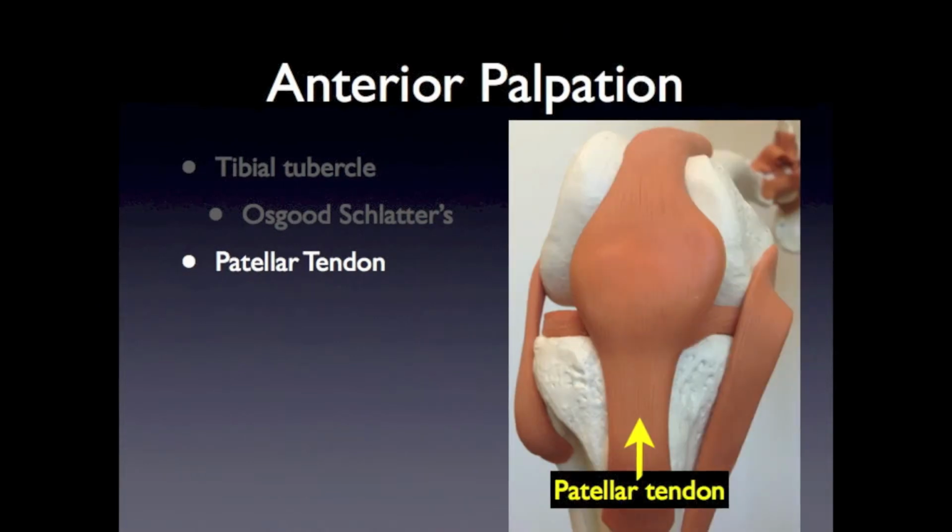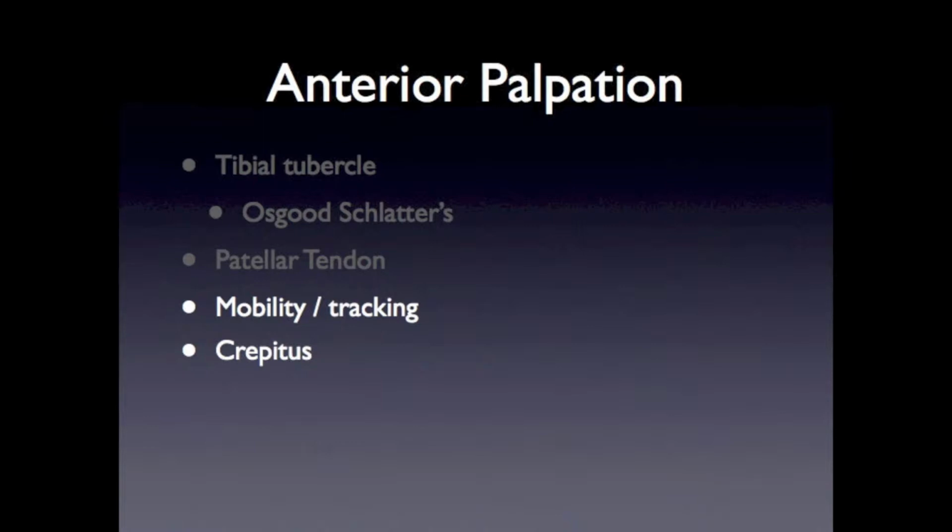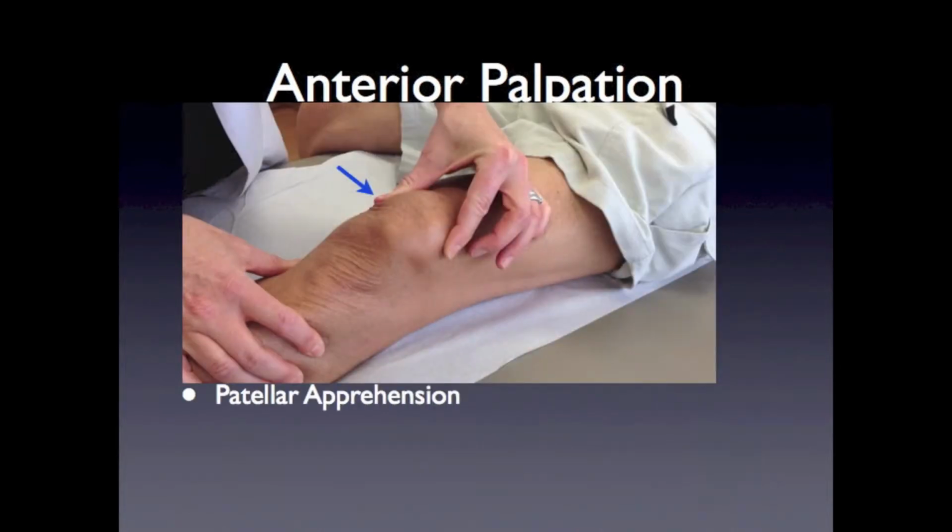In addition, you can assess the motion of the patella when the knee flexes and extends to see if there is any crepitus or abnormal tracking. This can go along with patellofemoral syndrome. The patellar apprehension test involves moving the patella in the medial to lateral direction, observing the patient's face for any signs of apprehension or the feeling the patella might sublux or dislocate.